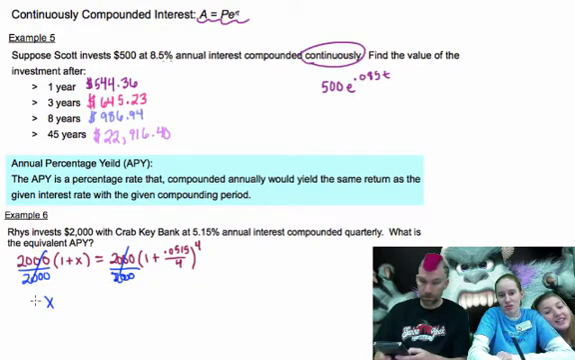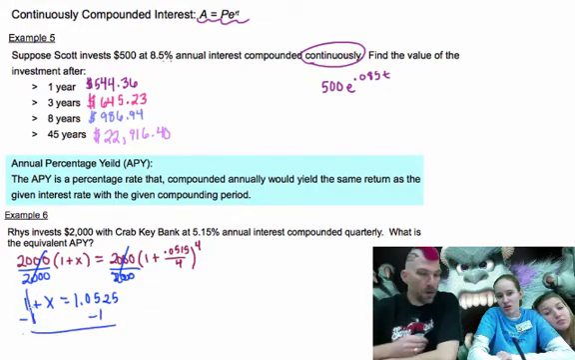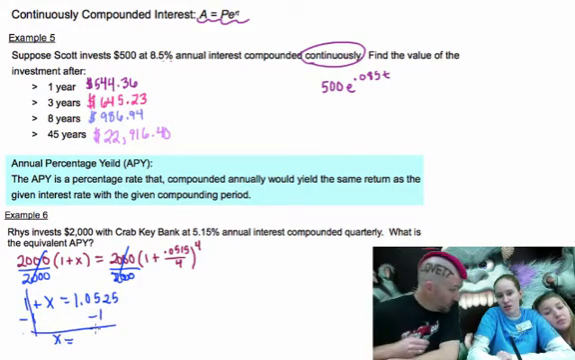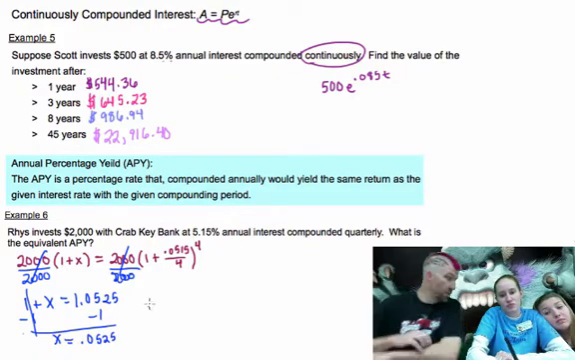So that's 1 plus X equals that number that Mr. Hazelwood's finding right now. 1.0525, and then minus 1. And so the actual annual percentage yield is 0.0525, the equivalent to compounding 4 times a year.